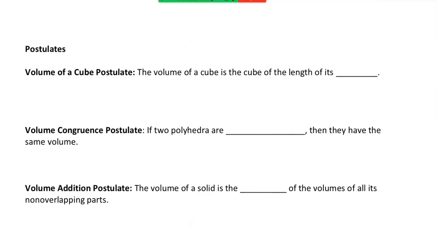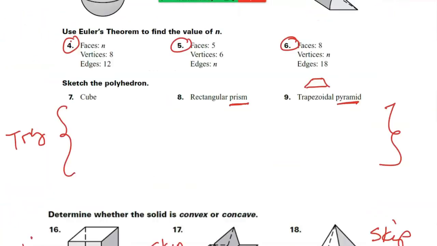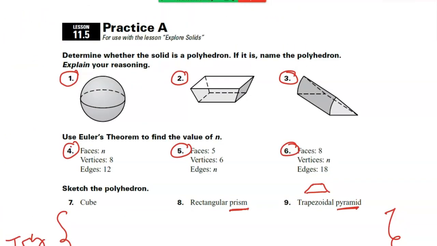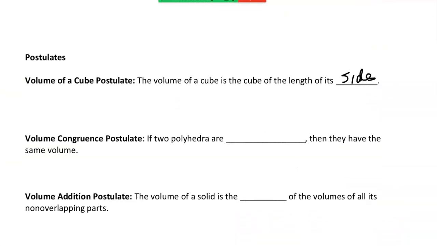Our postulates are as follows. The volume of a cube postulate: the volume of a cube is the cube of the length of its sides. What does that mean exactly? Well, let's get a picture of a cube. I thought I had drawn one, but apparently not. Let me draw one for you, and then we'll talk about why it's the cube of the sides.